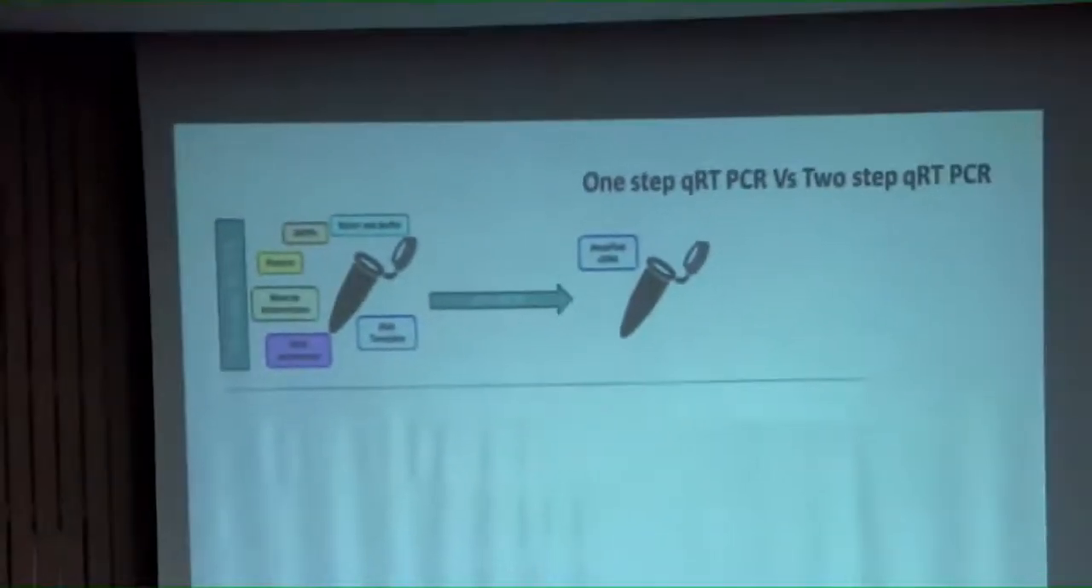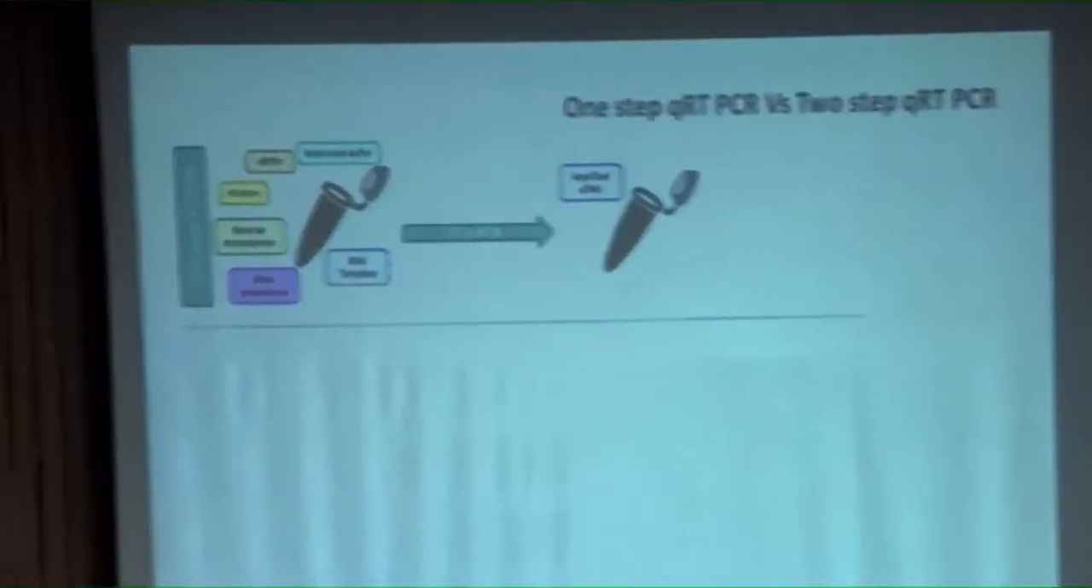Now you want to quantitate how much RNA is there in your sample, right? In that particular time point. So here comes the so-called real-time based quantitation of the transcripts. Normally we go for the same protocol, but nowadays we have one-step RT-PCR and two-step RT-PCR, right? In one-step RT-PCR, everything is in a single tube.